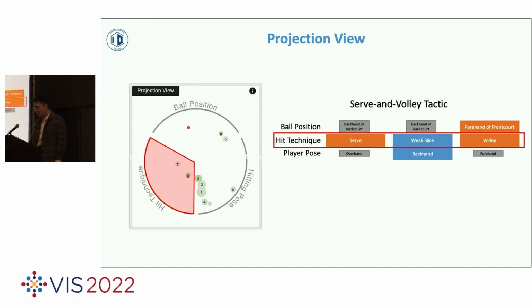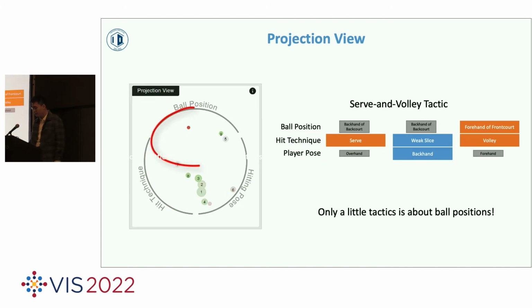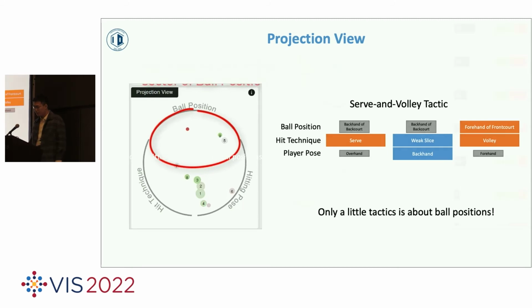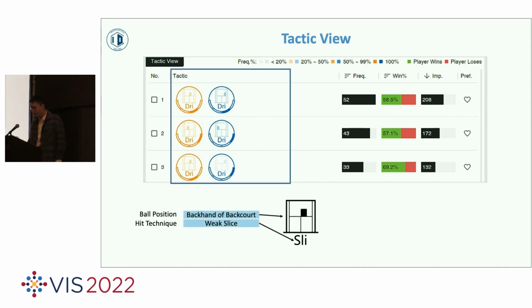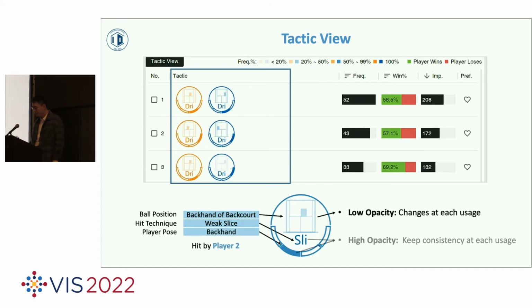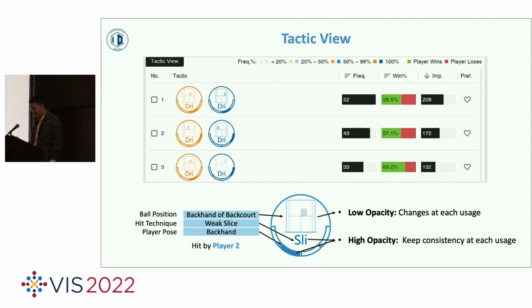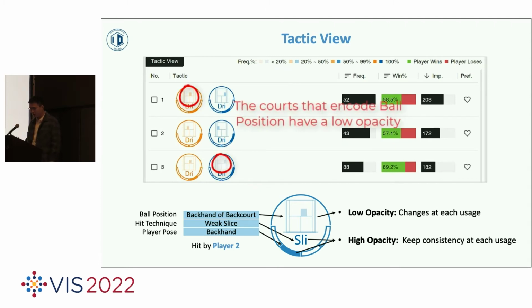And in this case, we can see that only a few tactics are about ball positions because our system initially removed many ball position tactics with low frequency. And the next is the tactic view. The core visual design of this view is a glyph design, where each hit feature is encoded by a glyph component. The opacity of each component indicates how many times the hit feature keeps the same value at each usage. In this example, we can see that the components encoding ball positions have low opacity, which means that the player usually changes the ball position while using these tactics.